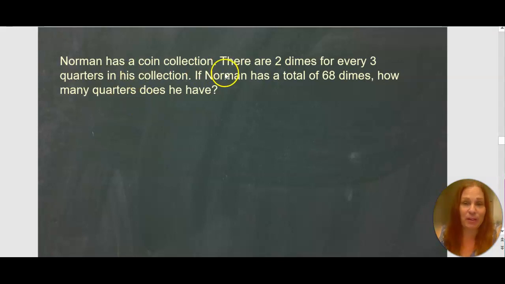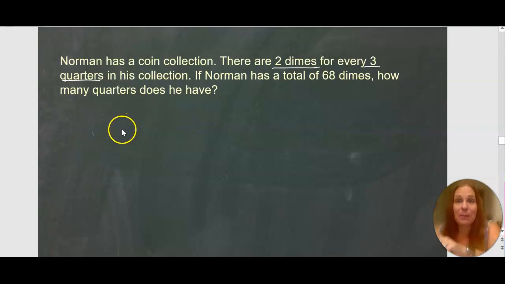So Norman has a coin collection. There are 2 dimes for every 3 quarters. Okay, that's important. So when you're writing these proportions, you need to decide which quantity you want to be on the top and which you want to be on the bottom. It doesn't actually matter which way you set it up, as long as you keep it the same way for every fraction that you write in the problem.